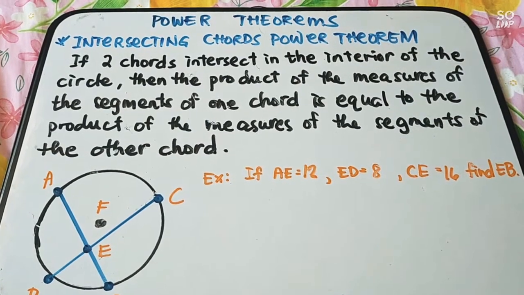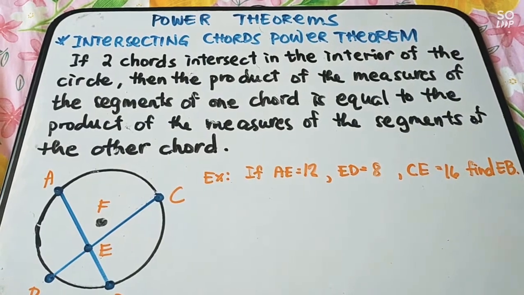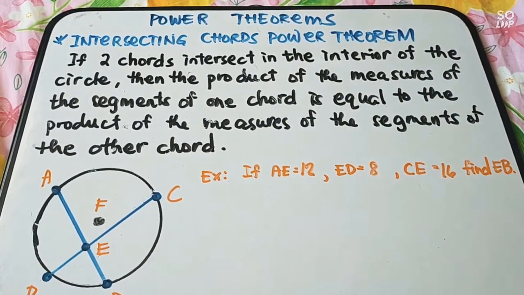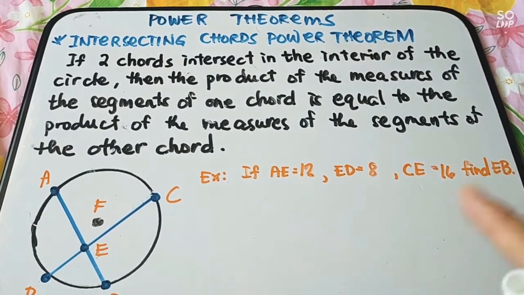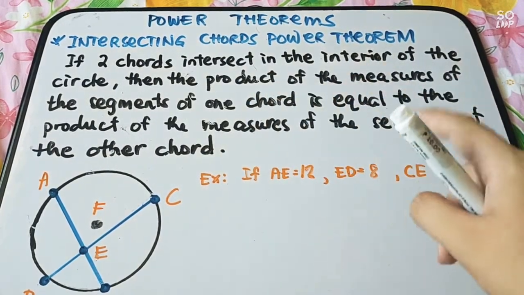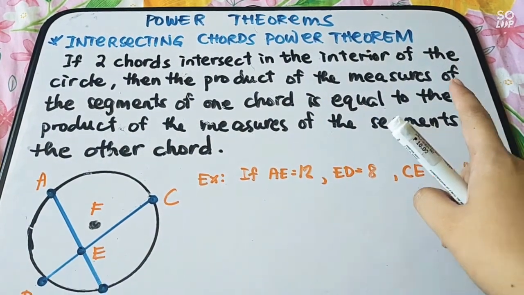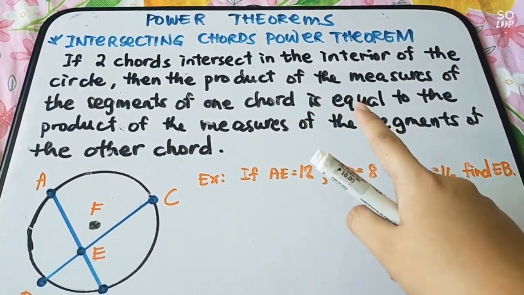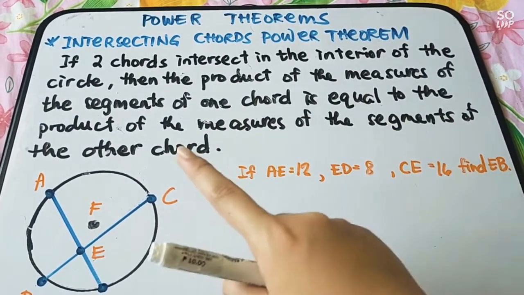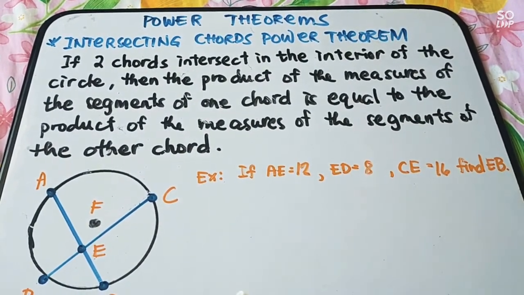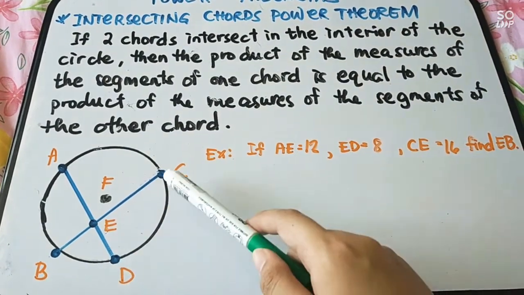Let's have power theorems. So, we have 3 power theorems. Let us have the first one. So, these theorems are involved to the chords, tangents, and secant segments. Ang tawag sa kanila ay power theorem. Let's have the first one. Intersecting chords power theorem. It says that if 2 chords intersect in the interior of the circle, then the product of the measures of the segments of one chord is equal to the product of the measures of the segments of the other chord. Okay, we have here a chord of AD and CB.